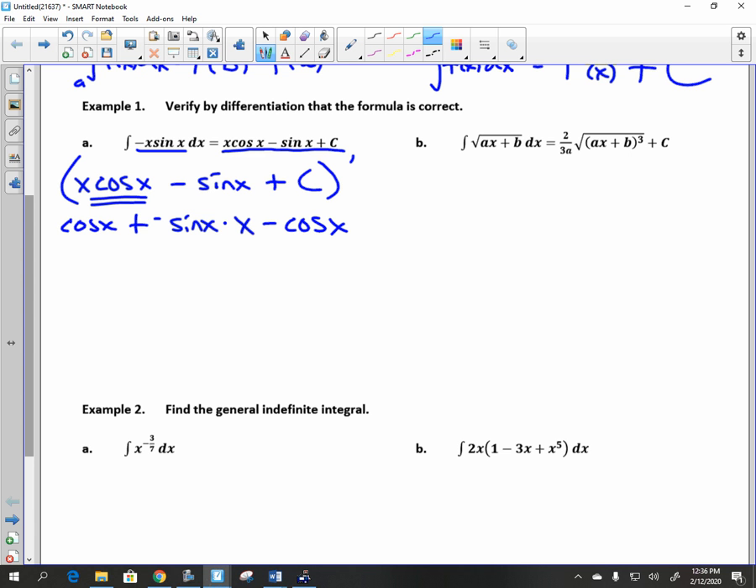Nothing. So look at what you have here. We have cosine of x plus negative sine of x times x minus cosine of x. What happens? Cosines cancel, leaving me with negative x sine of x. Is that what I have after the integral? So therefore, I verified that that integration formula is correct.